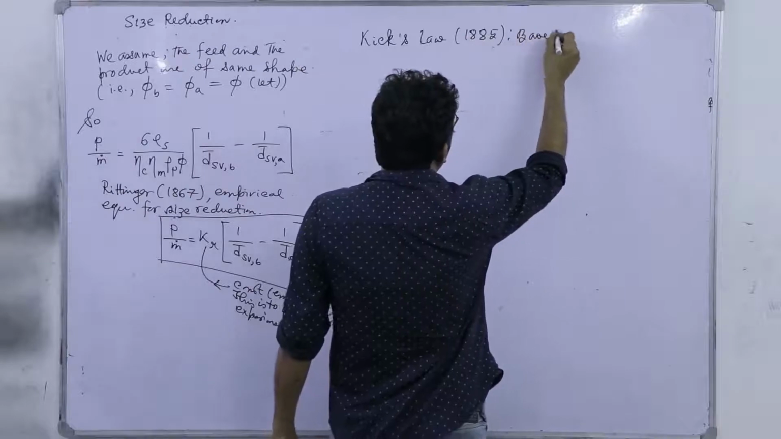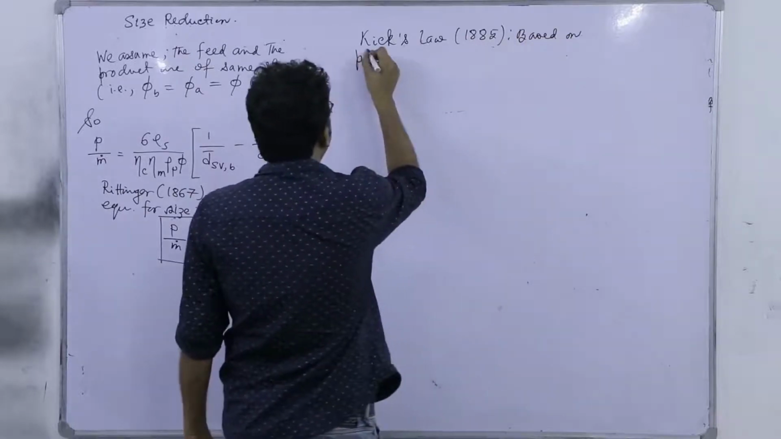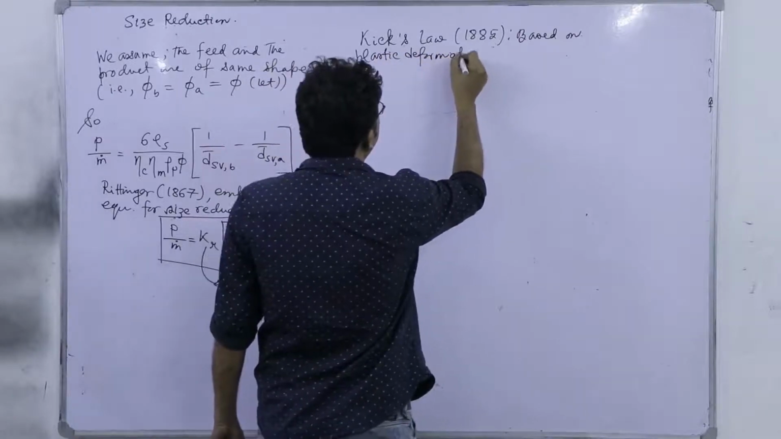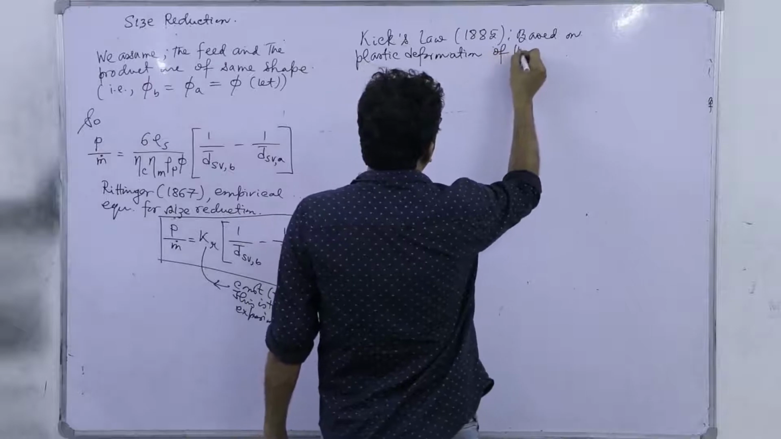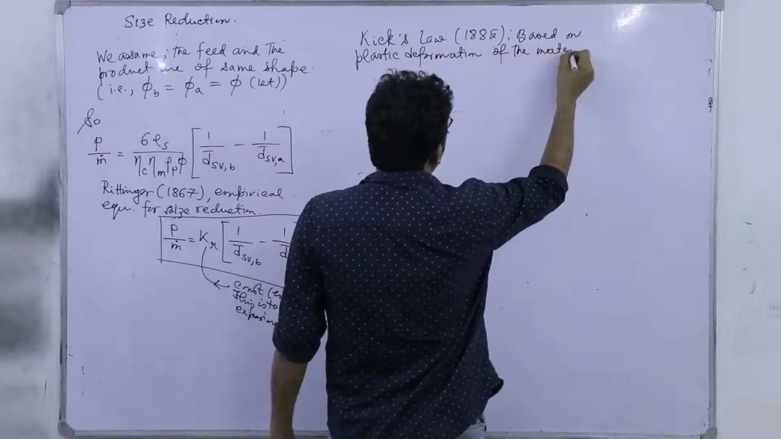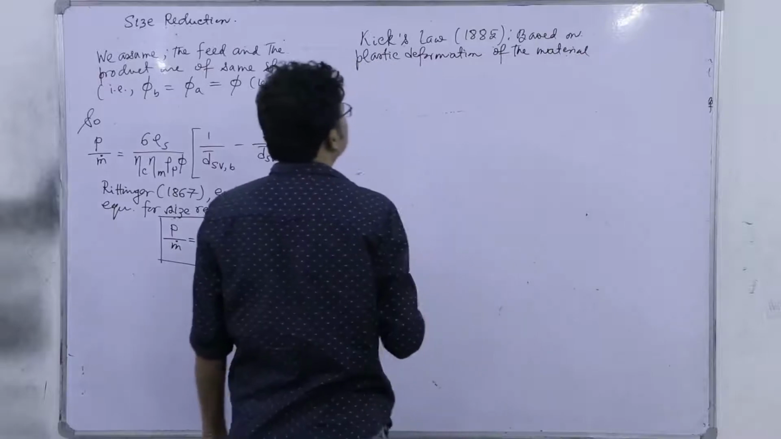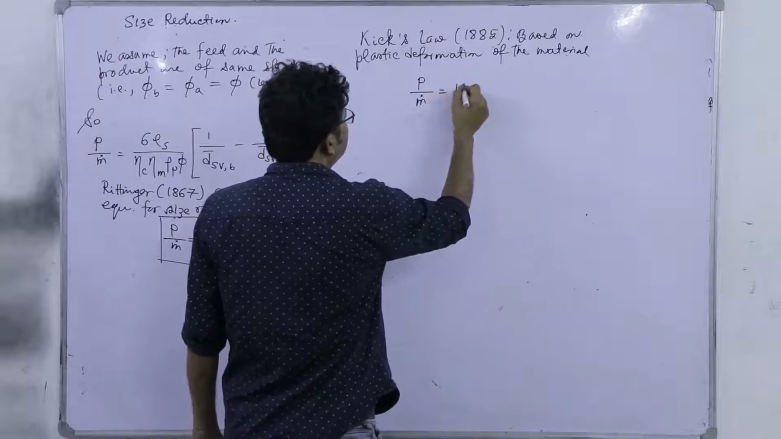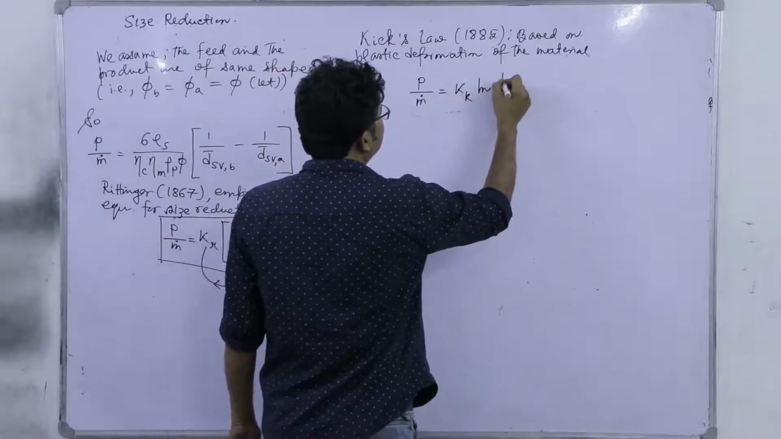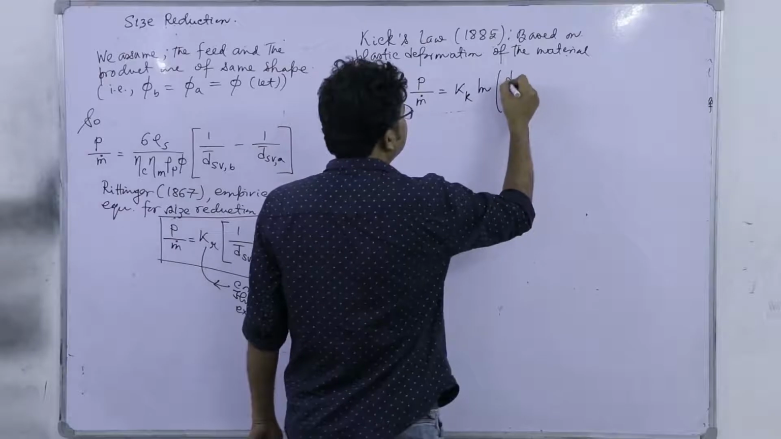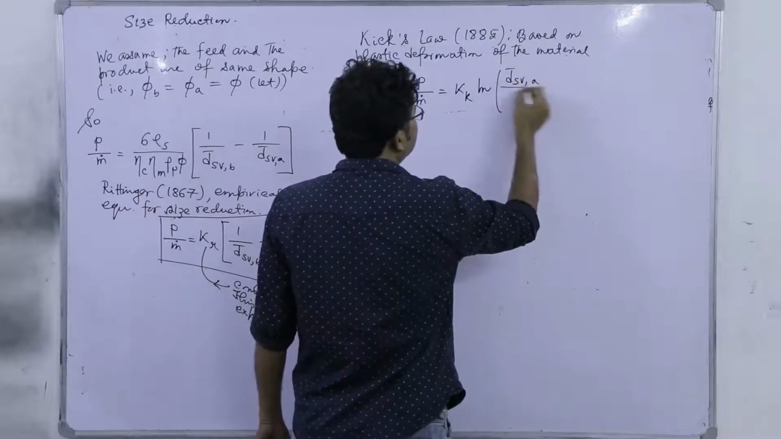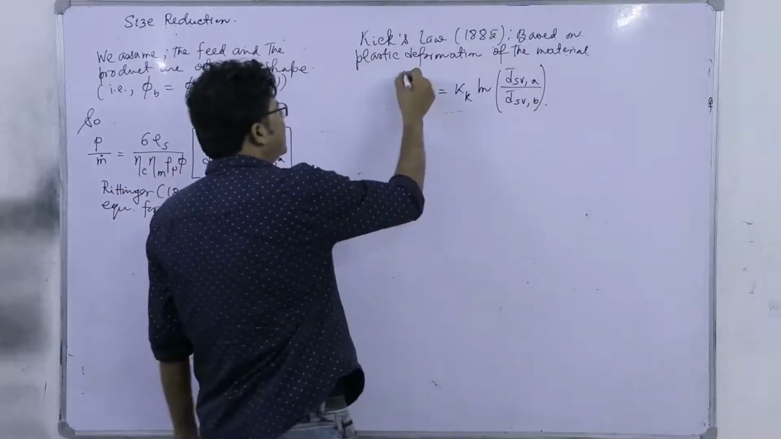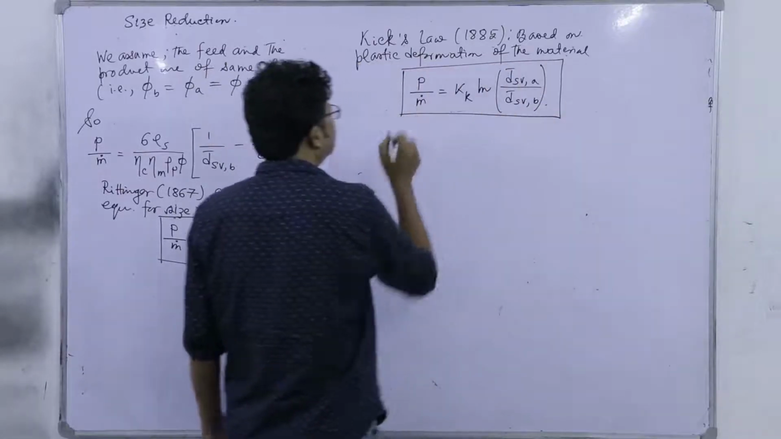Based on plastic deformation of the materials. That is Kick's law, which states that P by m dot is equal to Kk ln d bar SVA by d bar SVB. Right. So both the Rittinger's and Kick's law, they are mostly of theoretical importance.